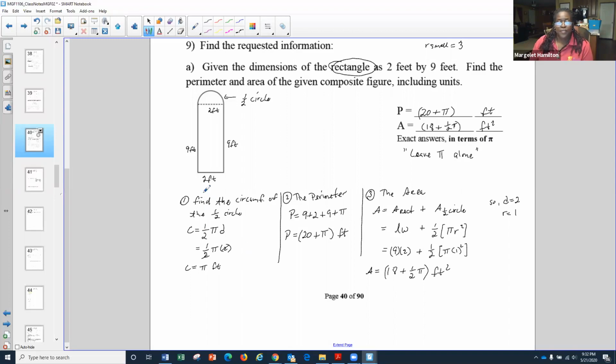So first, we had to find our missing part. Then we found our perimeter by adding up all the parts. Then we found the area. We wrote out our structure, found our formulas to correspond, filled in our information, and then evaluated it. All right.